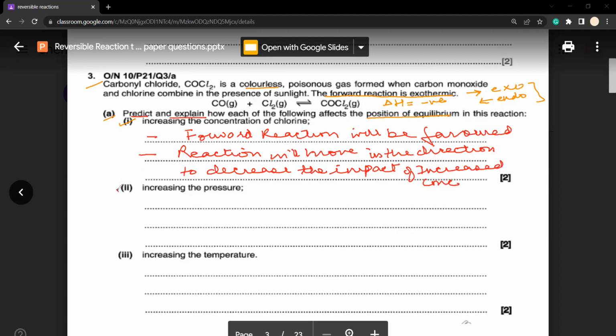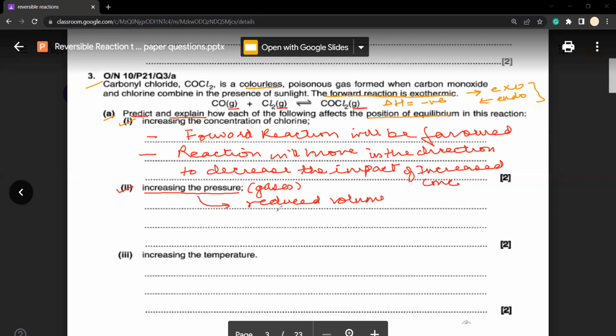Now coming to the second part of the question, increasing the pressure. We have studied before that pressure is a factor which applies only in the case of gases. Let's see, are they all gases? Yes, there are two gases on the reactant side and one gas on the product side. Increasing the pressure always favors the side with the reduced volume. That was a rule we have learned. So let's predict first.